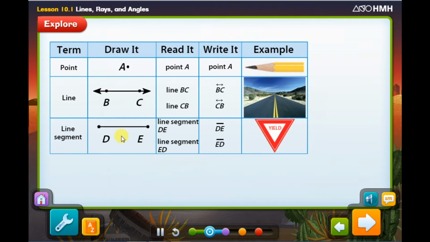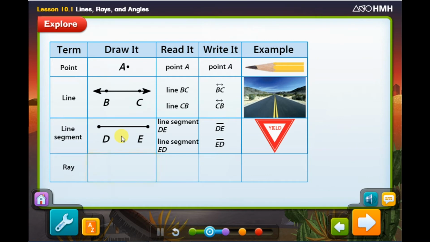Look at the three sides of the yield sign. They form a triangle. Each side of the triangle models a line segment. A ray is a part of a line that has one endpoint and continues without end in one direction.